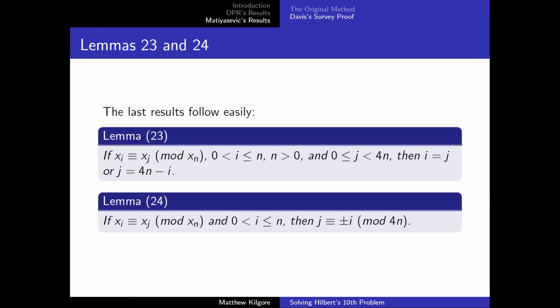And lemma 2.4, a bit shorter, begins the same way. If x_i is equivalent to x_j mod x_n, 0 less than i less than or equal to n, then j is equivalent to plus or minus i mod 4n. With this, we have concluded the 24 easy lemmas and are ready to prove the final piece.